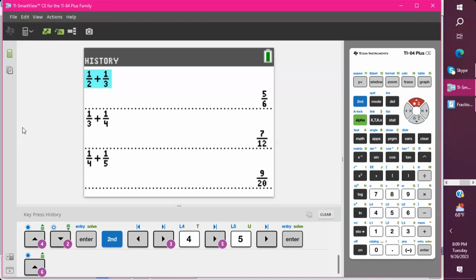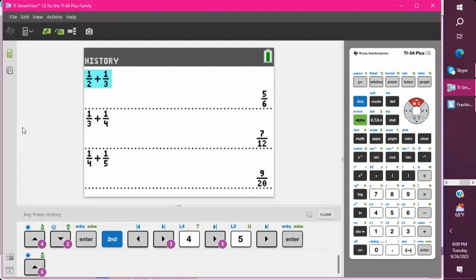Yep, so I'm seeing the numerator is the sum of the denominators, and the denominator is the product. Okay, numerator is our sum and our denominator is the product of our denominators. And so again, we know mathematically why that's happening, knowing how fractions work: we have to get our common denominator and then we make our equivalent fractions.